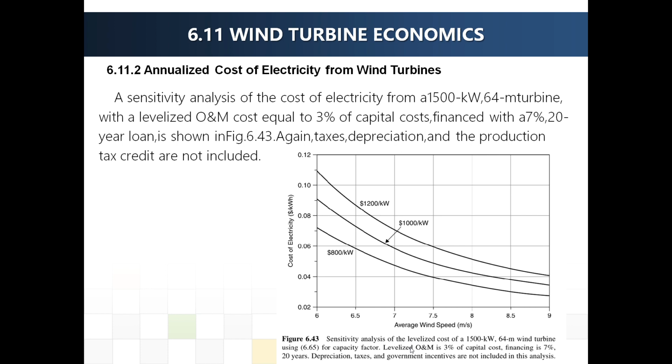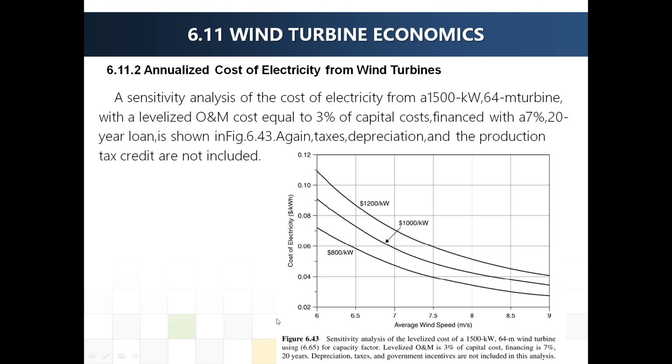Sensitivity analysis of the cost of electricity from a 1,500 kilowatt 64-meter turbine, with a levelized O&M cost equal to 3% of capital cost, financed with a 7% 20-year loan, is shown in figure 6.43. The tax depreciation and the production credit are not included.